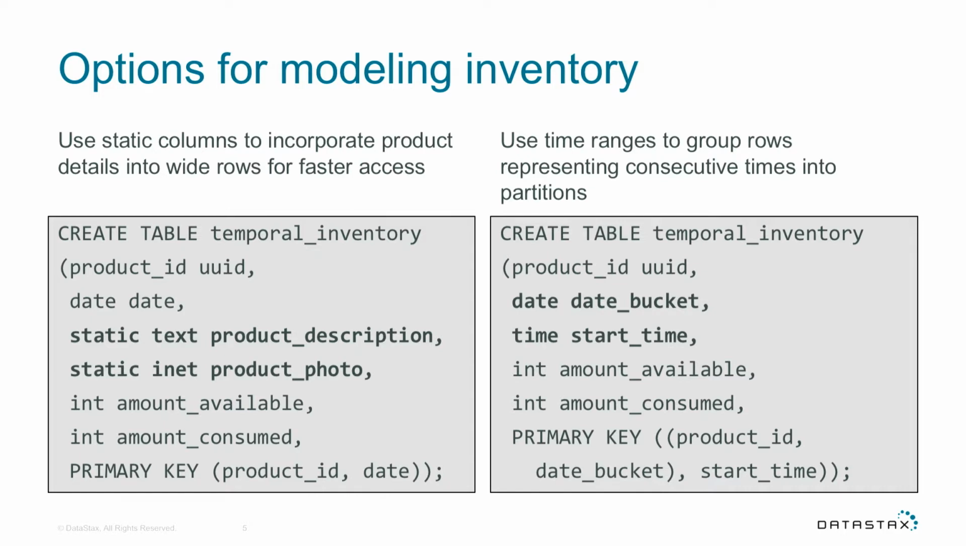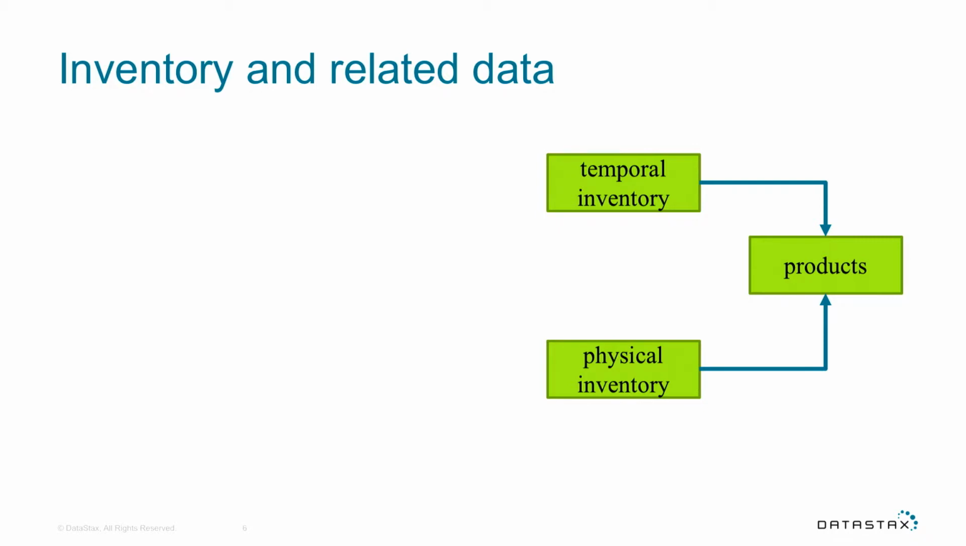To keep the performance of our reads predictable, we may want to introduce a time bucket as a way of grouping rows together. The trade-off in this approach is that if we get a search that crosses that time bucket boundary, then we will have to do two queries, one on each partition. There's also a broader context that we will want to consider when dealing with inventory data.